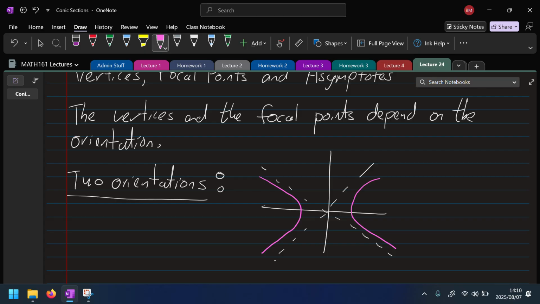So the focal points and the vertices will then be along the x-axis. We can put that in blue here. So we've got the vertex and the focal points, and we've got the vertex and we've got the focal points. Okay, so that will be along the x-axis.